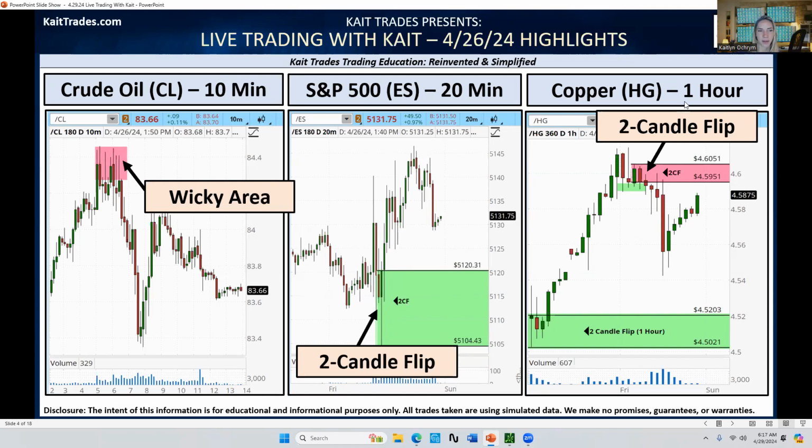And then on copper on the 1-hour time frame, we took a short trade on a pullback to our 2-candle flip. Price rallied up into it, had the next move to the downside. That 2-candle flip for our short trade was above a support level, which meant that the location of it was in a little bit higher probability area. So short trade, long trade, and another short trade, all based on those 3 odds enhancers.